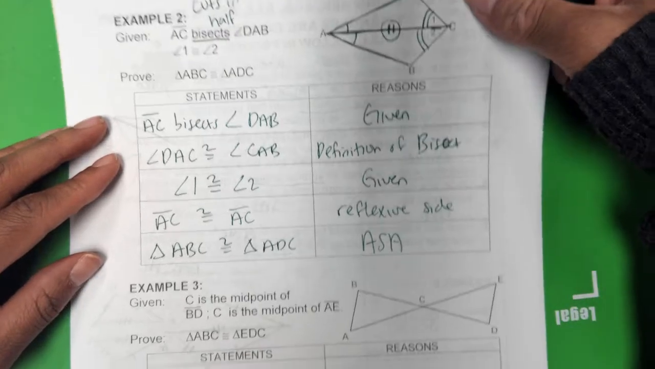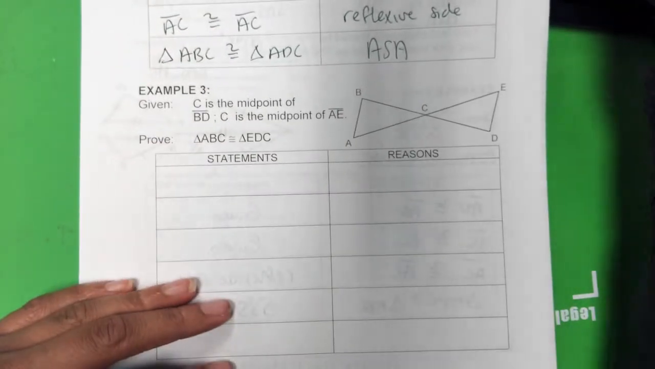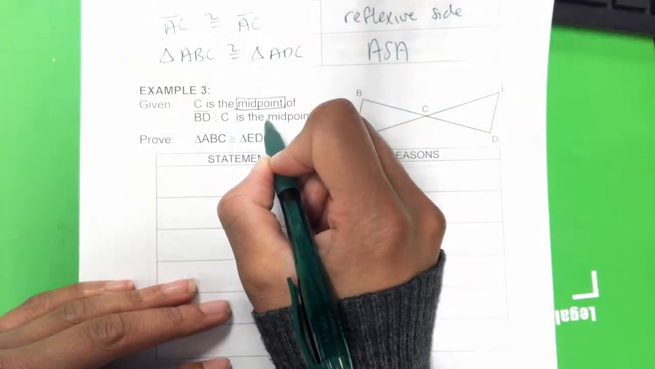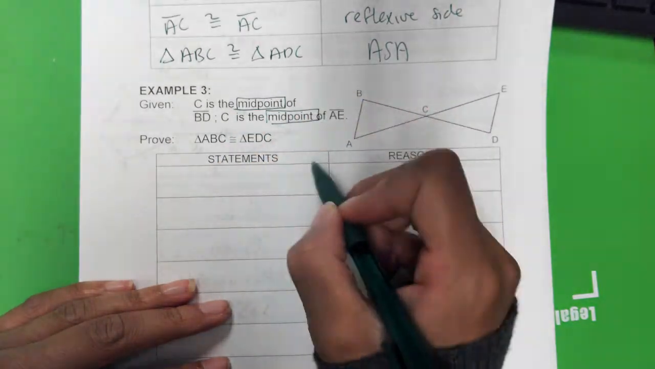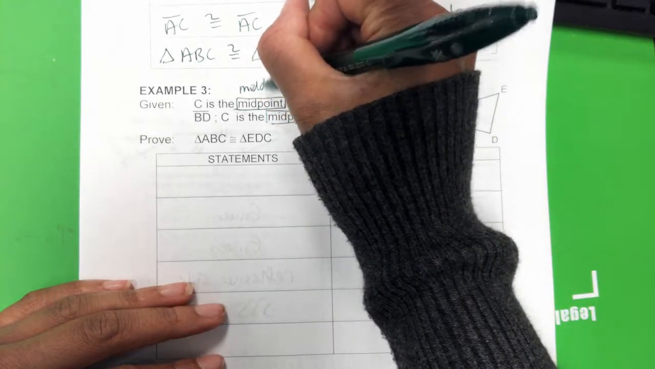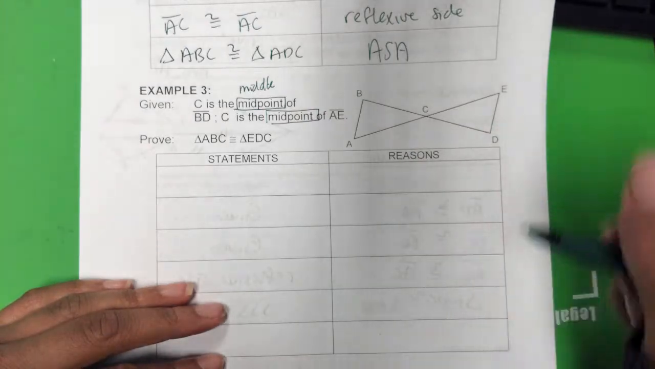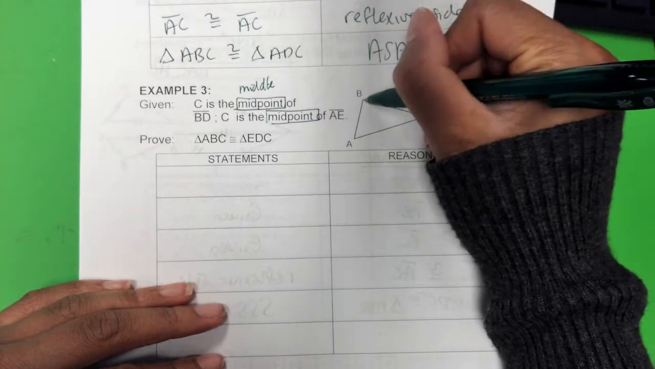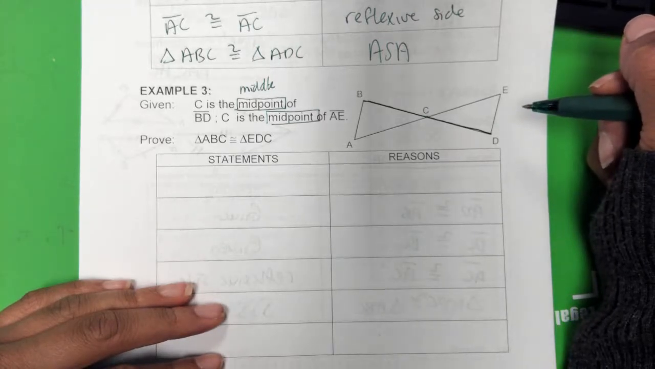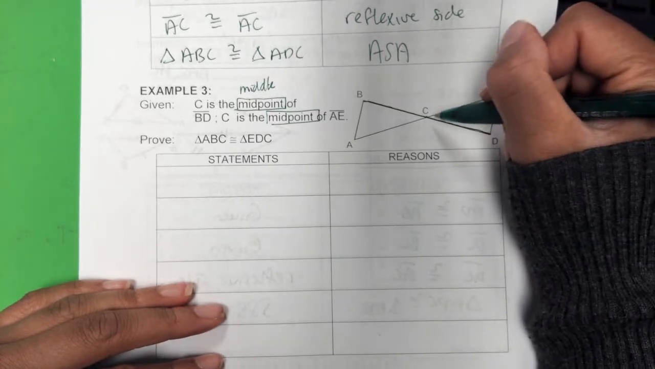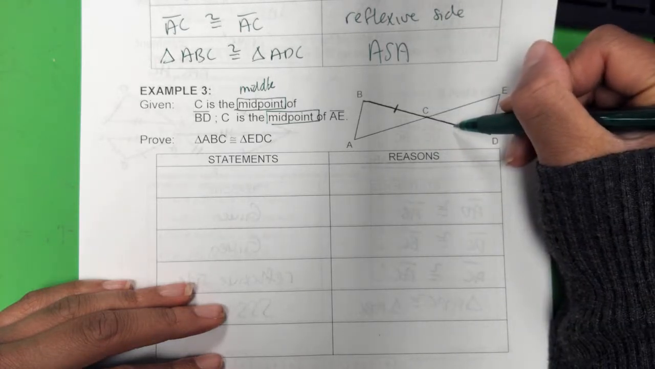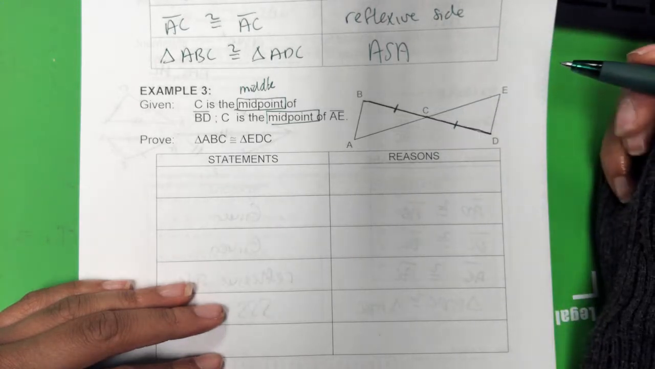So moving on to our next example, I have C is the midpoint of BD, and C is also the midpoint of AE. So midpoint sounds very much like the middle. It's very similar to bisector. So I have C is the midpoint of BD. If C is the midpoint of BD, that means C is in the very middle. Okay, so that means that BC and CD are congruent.